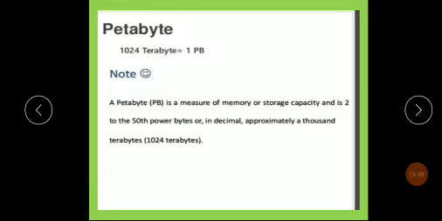Next is the petabyte. 1024 terabytes equal 1 petabyte, in short form PB. A petabyte is a measure of memory or storage capacity and its power is 2 to the power 50. So 1024 terabytes equal 1 petabyte.